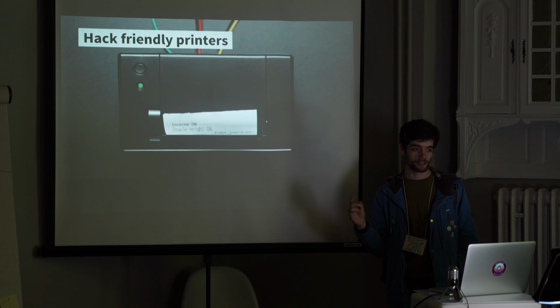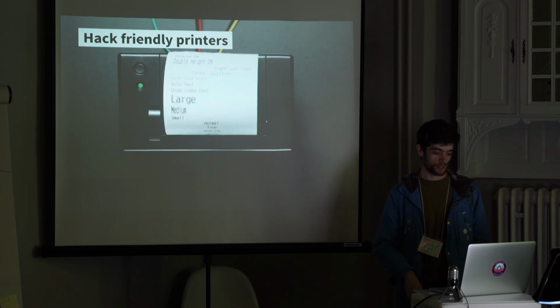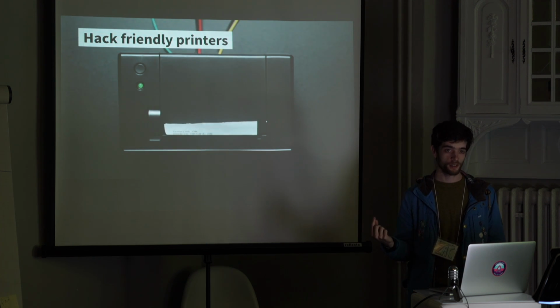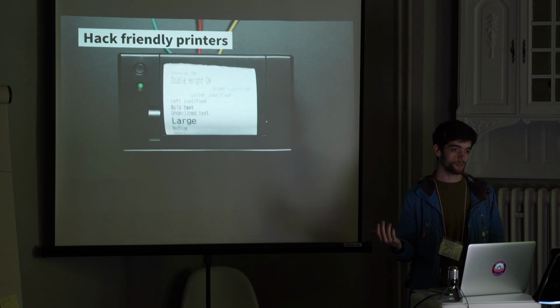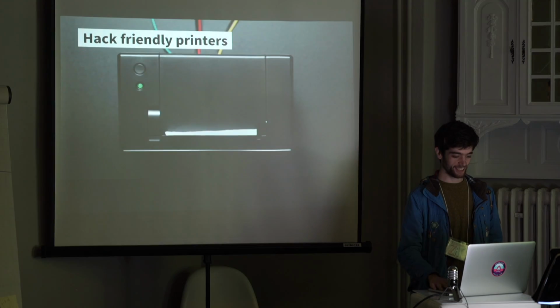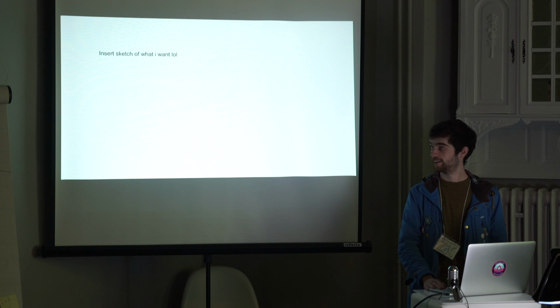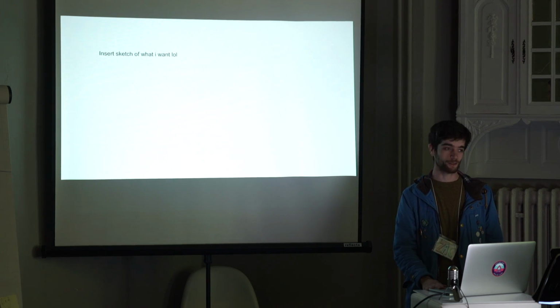So you can get hack-friendly receipt printers. This one's from Adafruit. It's around £35. Don't know what that is in other currencies, sorry. About €35 right now. Okay, so what do I want to do with it?